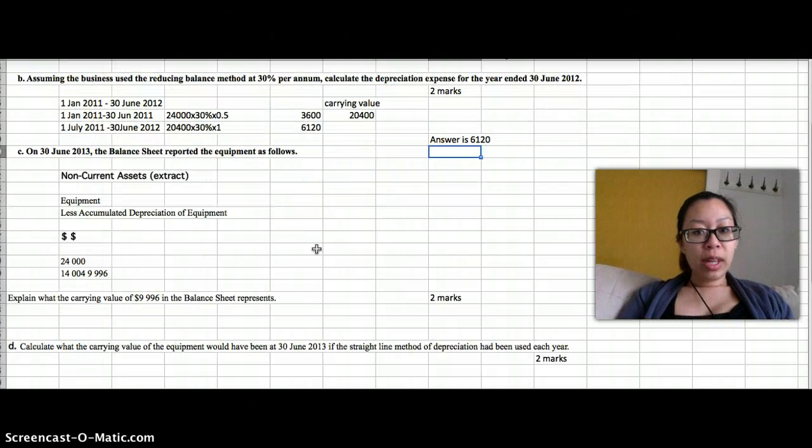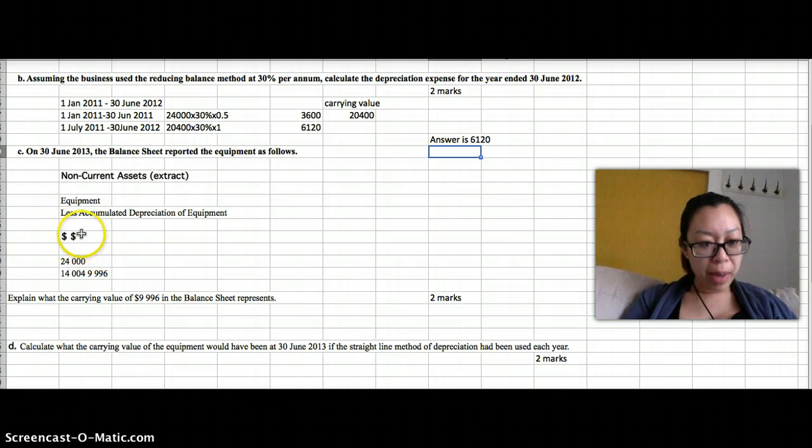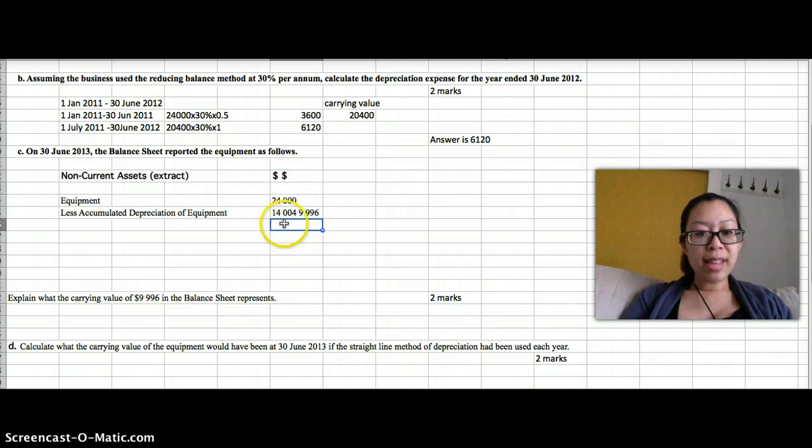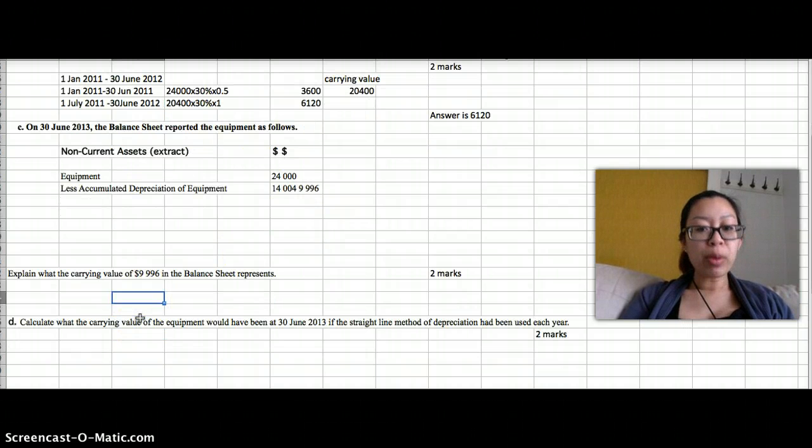Okay. Looking at the next question, it shows you the balance sheet. I've copy and pasted this, it looks a bit funny, so I'll move it over. So it's meant to be, the equipment is $24,000, they've depreciated $14,004, and there's $9,996 left. And they want to know what the carrying value represents. 2 marks. So you need 2 things.